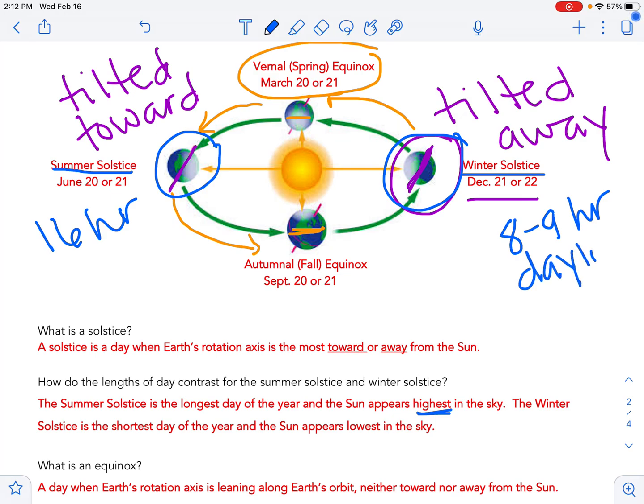And we remember back in December when it would be pitch dark at like 5 o'clock at night, right? And we know that that is not happening over here at the summer solstice. It is not pitch dark at 5 o'clock at night. It doesn't get dark till like 9:30 or so in the summertime. So the winter solstice is our shortest daylight day, and the summer solstice is our longest daylight day. And in winter the sun is going to appear lowest in the sky, because it's so tilted away.